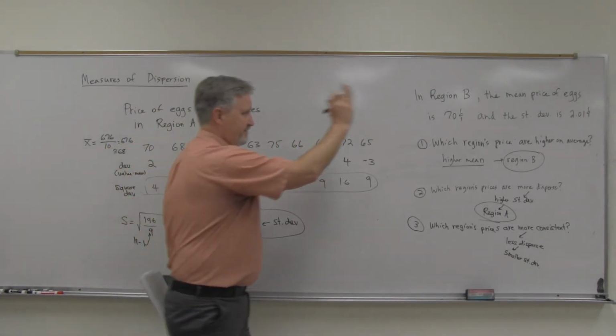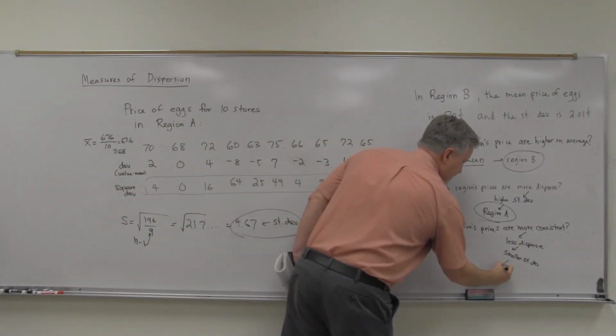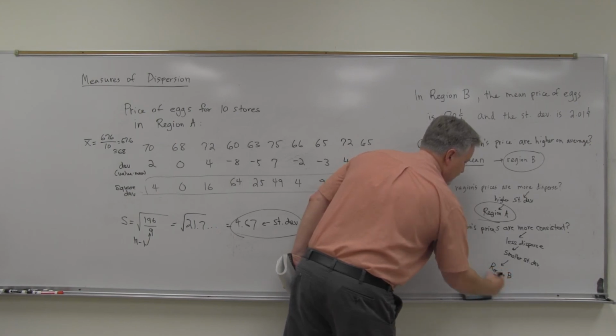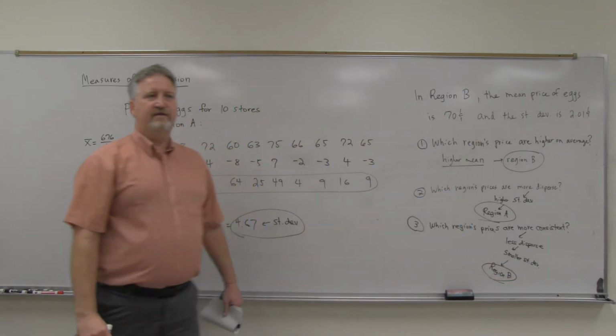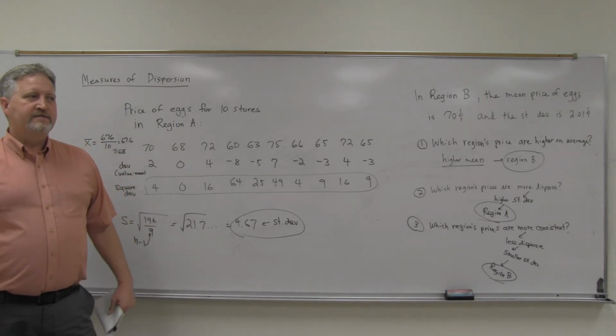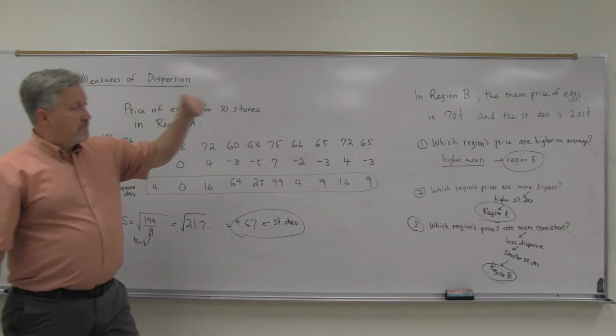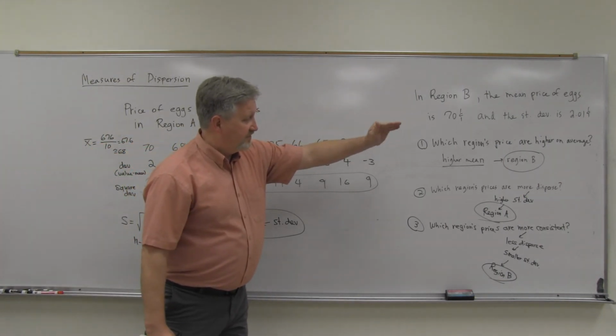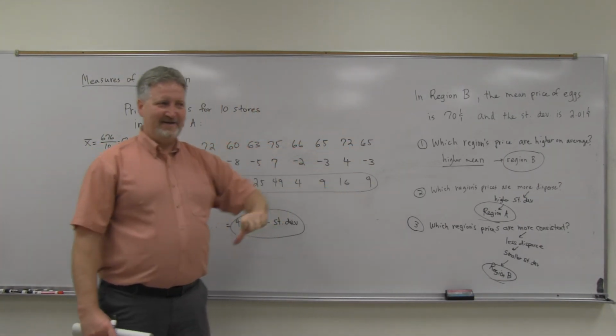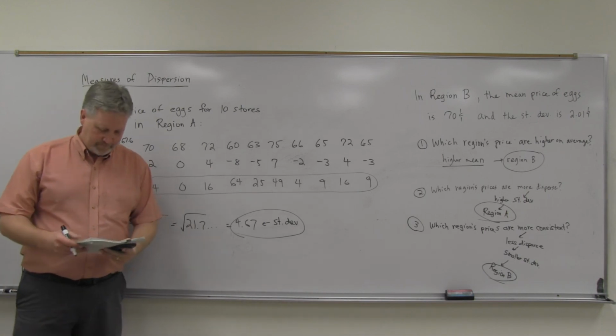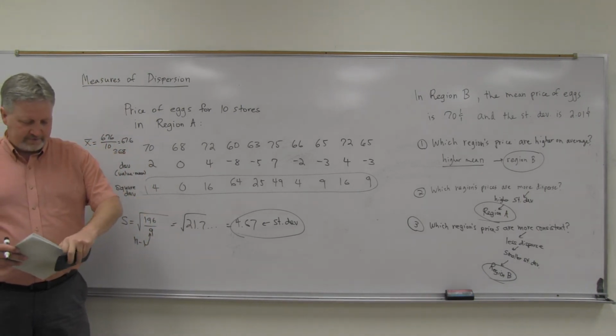If I want more consistency, I want a smaller standard deviation. The smaller standard deviation was B. Region B would be the more consistent one. Okay? So it works a little opposite there. More dispersion is a higher standard deviation, more consistency is a lower standard deviation. Okay? Is that all right? Question or concern?